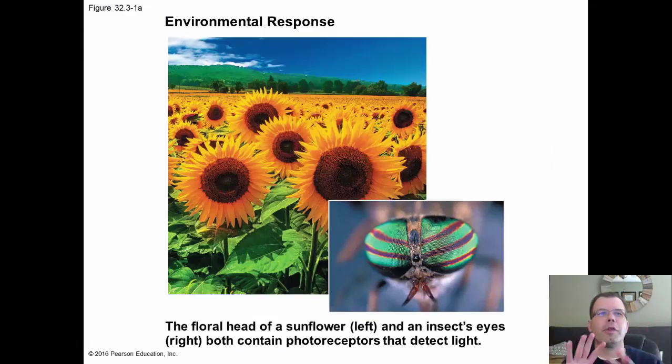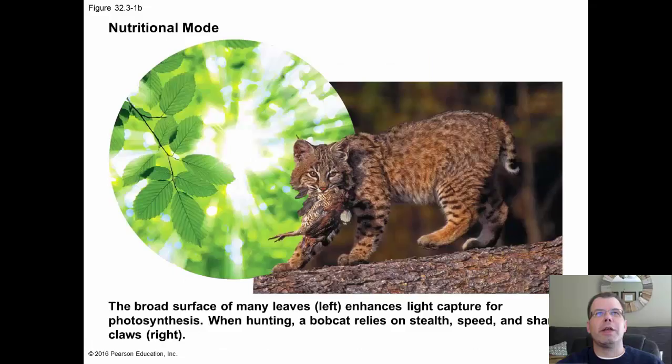Now, these next couple of slides I'm just going to go through really quickly, but it just kind of shows you how animals and plants have developed systems to respond to the environment. And so the first one is environmental response. Both the head of a sunflower and insect eyes contain photoreceptors, so they can follow the sun and detect light. That's one of the things that you see both in plants and animals.